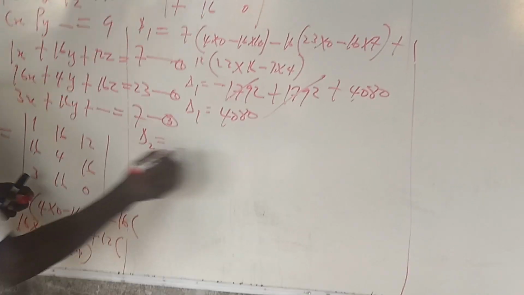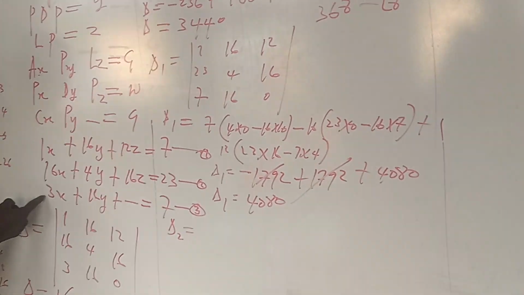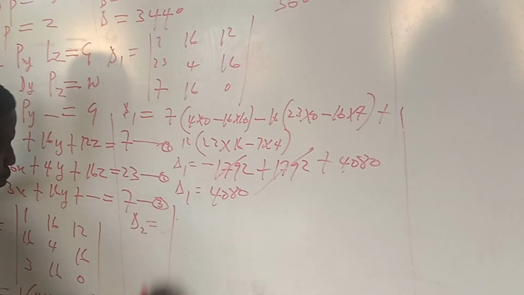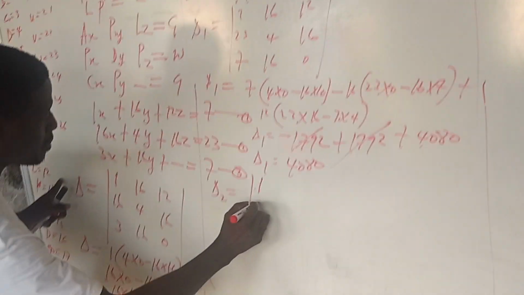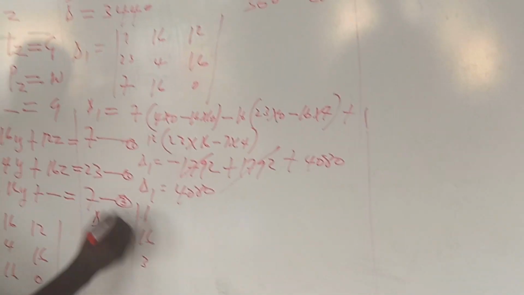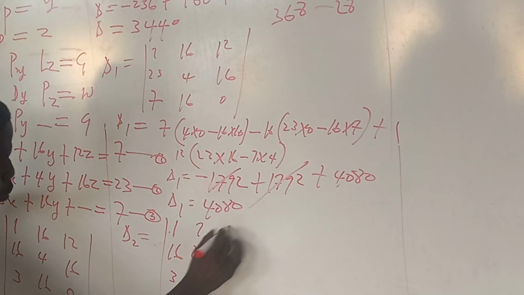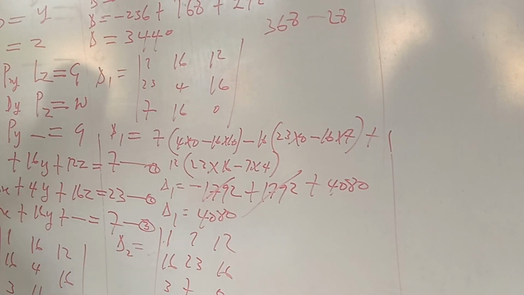So what about delta 2? Delta 2 can be obtained just like what we did here, by using this to replace this, we got delta 1. So by using this to replace the next one, we're going to have delta 2. And delta 2 becomes what now? Let's go: 1, 16, 3. Then the next one is 7, 23, 7. And finally you have 12, 16 and, of course, 0. Am I right?